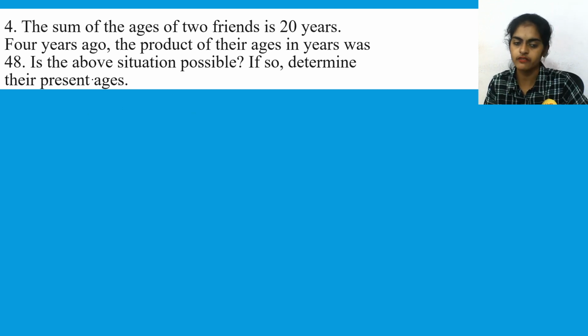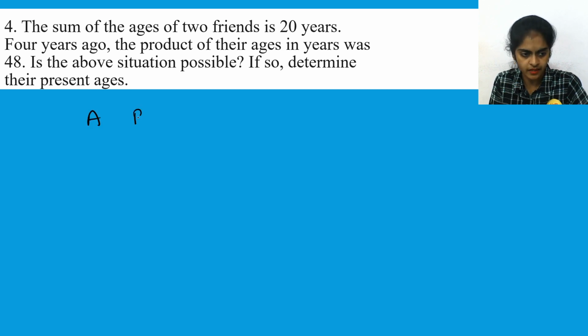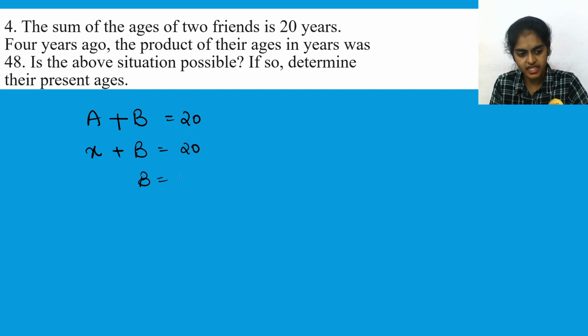Okay, the sum of the ages of two friends is 20 years. Suppose the two friends are A and B. The sum of their ages is 20 years. If I take A's age as X, what is B's age then? B's age will be 20 minus X, isn't it?